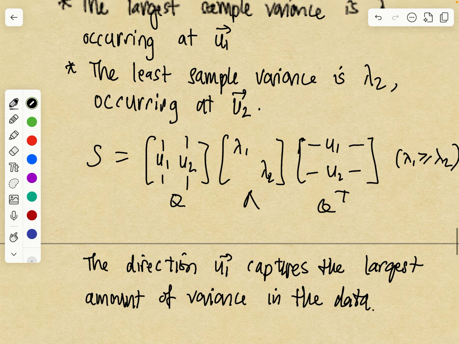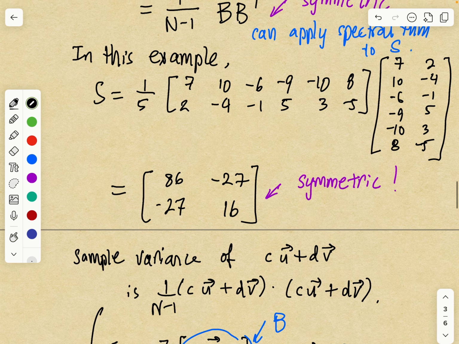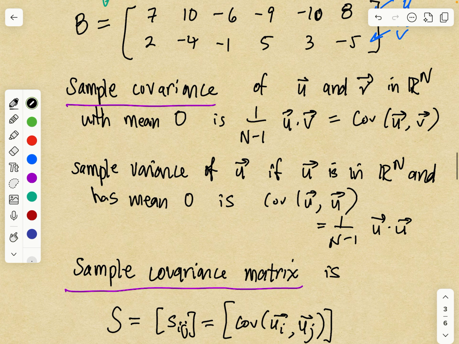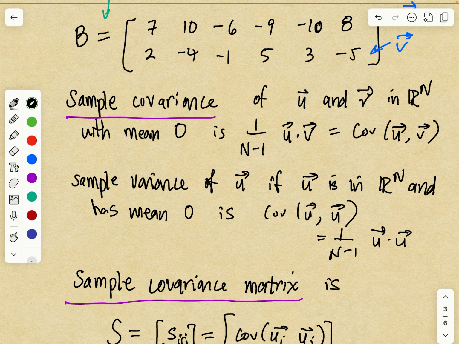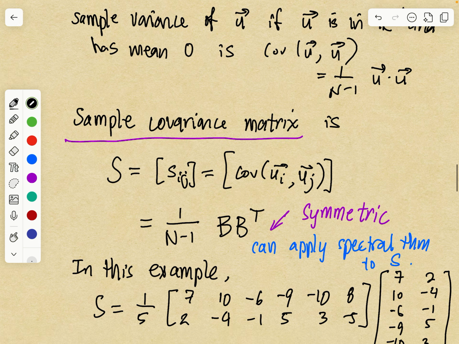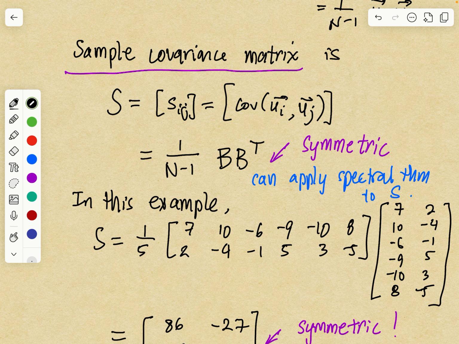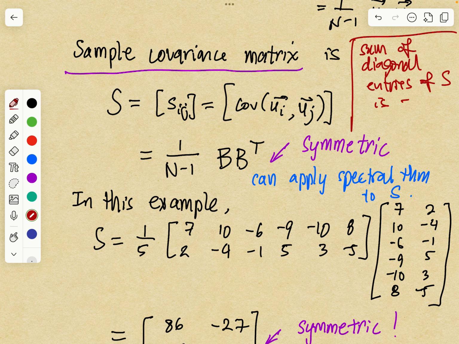Actually, what is the total amount of variance in the data? Well, the total sample variance is what you get by taking each feature and adding up the variance in each feature. Since the diagonal entries tell you the variance in each feature, the sum of the diagonal entries of S is the total variance.